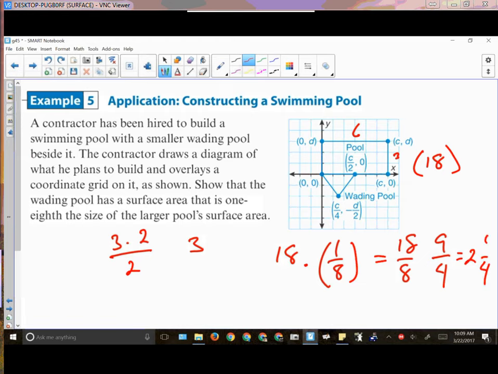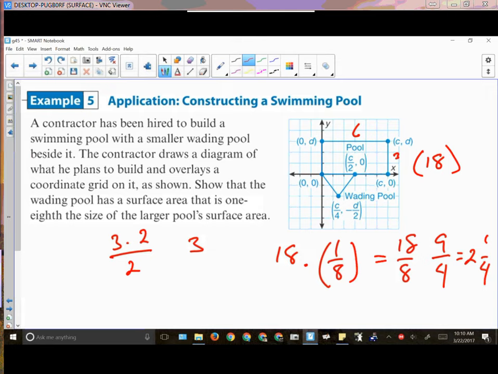So, is that true? Does the contractor have the wading pool the correct size? Does he? What would I need it to be for 1/8? Well, I would need it to be 2 and 1/4. Did I get 2 and 1/4 there? No, I got 3. So, did he get it right? No, he did not.